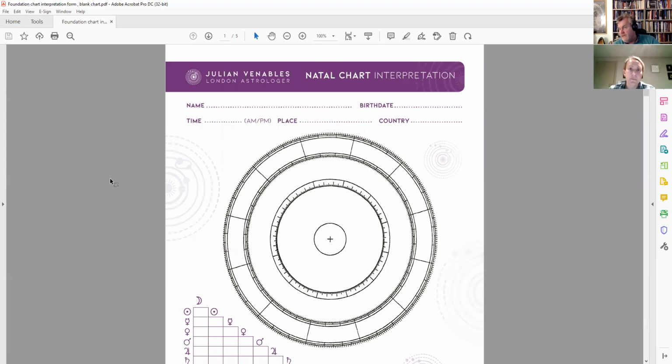So say you've got friends who want natal interpretations, say you start to get your Pilates class into yoga and into astrology, you could say, well, I'll do your chart. You would take the first person and you'd fill in their name, the birth date, the time, the place, and the country of birth. So that's all their data goes in there.